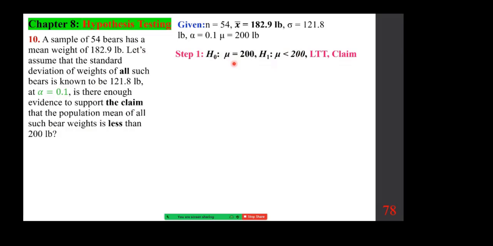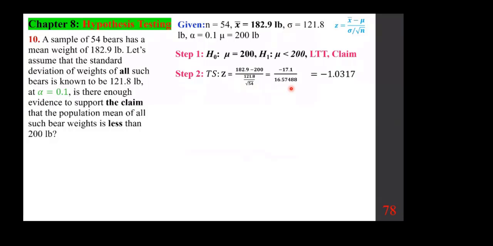The second part is test statistic. So we need to know the formula we are going to use, which equals X bar minus mu over sigma over square root of n. Why are we using that? Sigma is given, and we are dealing with the mean. Again, look at the given. All you have to do is plug in and evaluate. You get negative 1.0317, the test statistic.